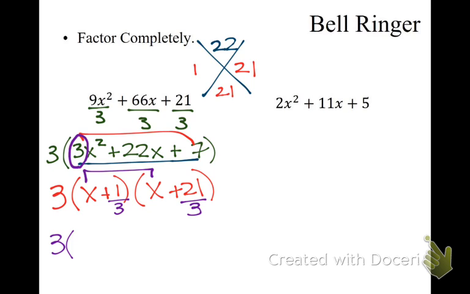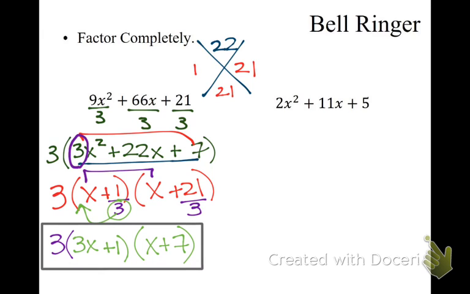1 over 3, can it be reduced? No. Put the 3 to the x. Yep. So bottoms up means it goes to the front of its own parentheses. And then 21 over 3, can that be reduced? Yes. To 7, yep.